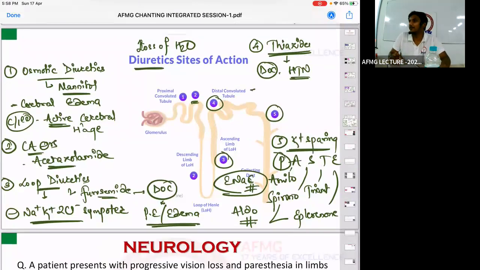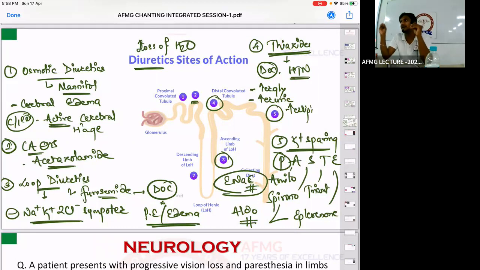These are contraindicated in patients of diabetes because they cause hyperglycemia. These are contraindicated in patients of gout because they cause hyperuricemia. They are also not given in patients who are obese because they cause hyperlipidemia. So three important side effects of thiazide and loop diuretics: hyperglycemia, hyperuricemia, and hyperlipidemia.